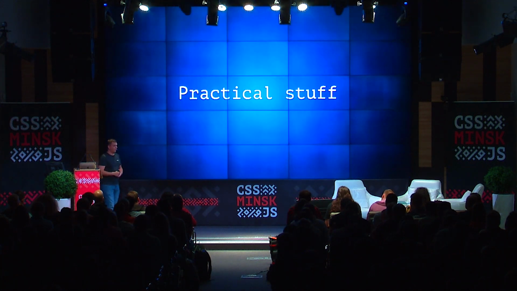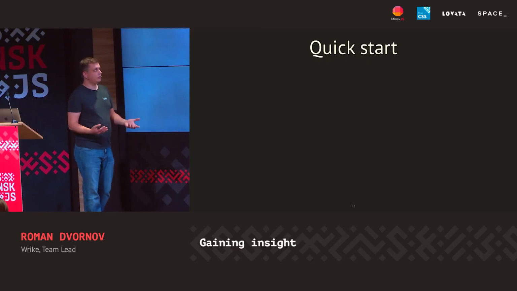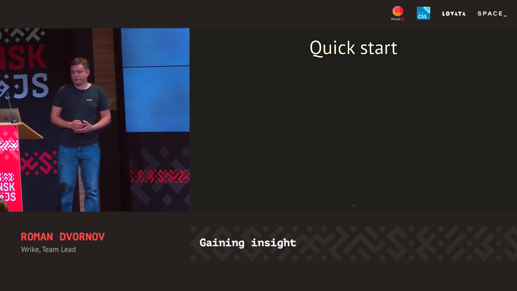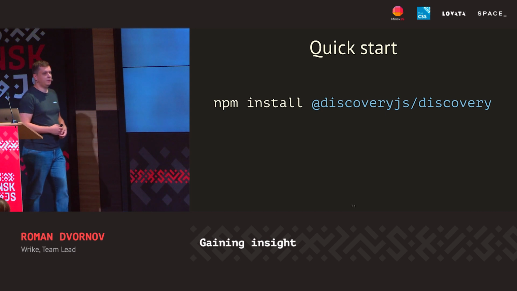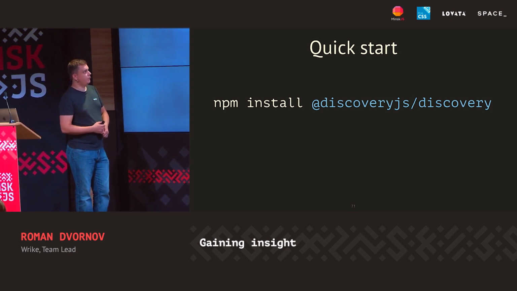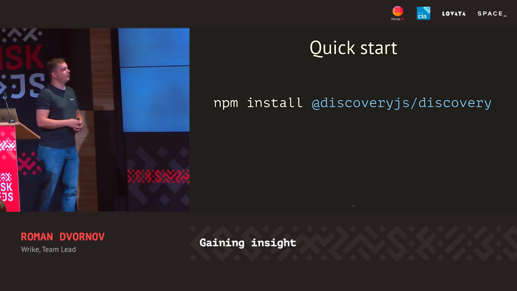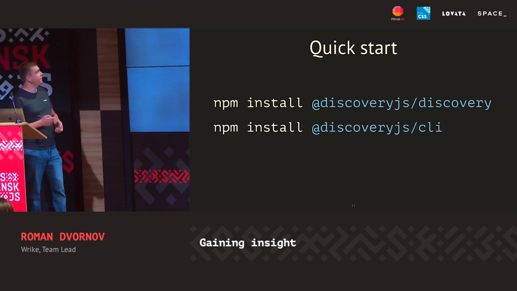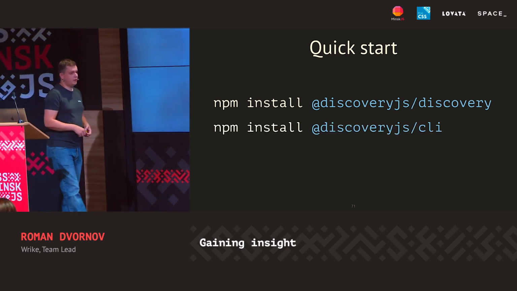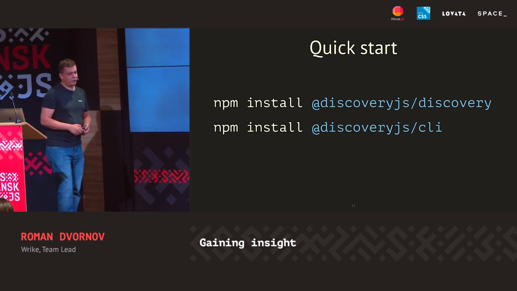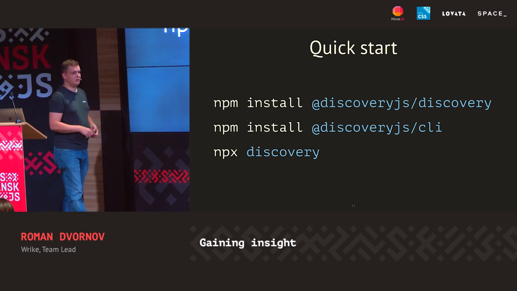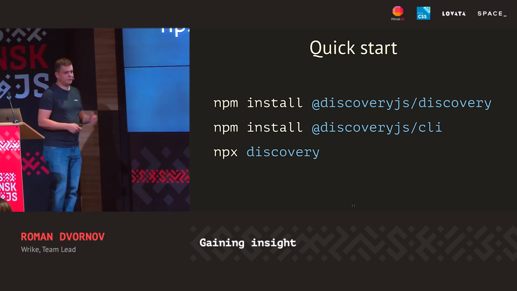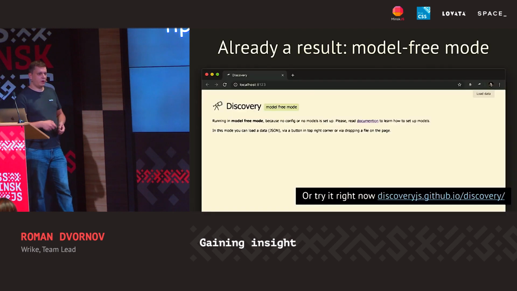A bit about practical stuff. So how can we start? To start, we need to run a few commands. So install Discovery itself, it's a render engine. Also install the CLI, which is a set of command line tools. And run one of those commands, it's discovery, using npx. And after that, you already have a result.